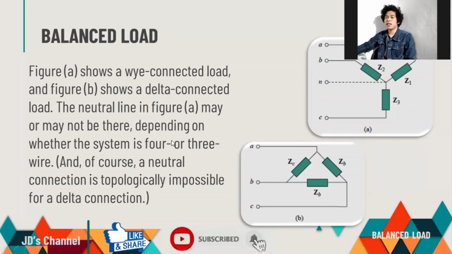The neutral line in figure A may or may not be there depending on whether the system is 4 or 3 wires. If it is 4 wires, of course it is there. If 3 wires, of course it is not there. And of course, our delta has no neutral connection.